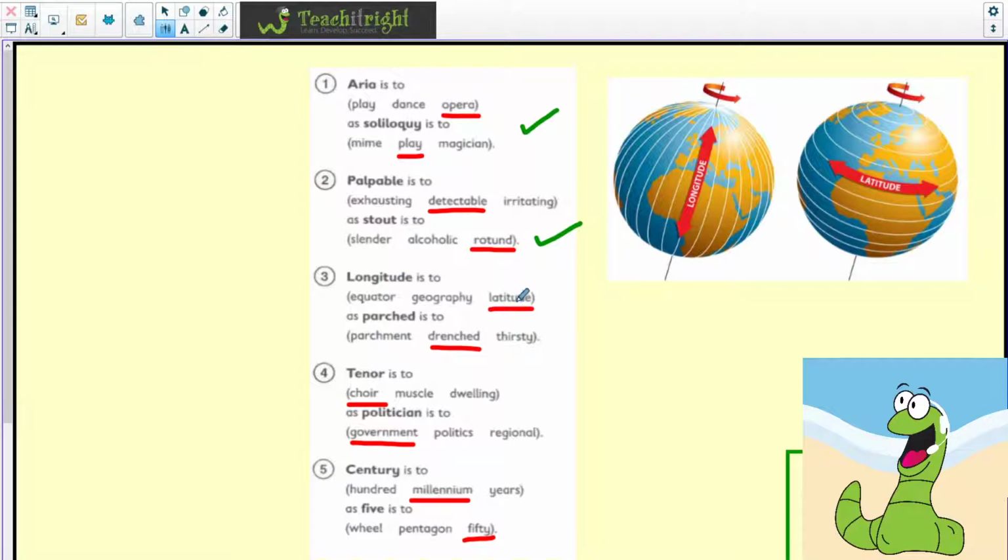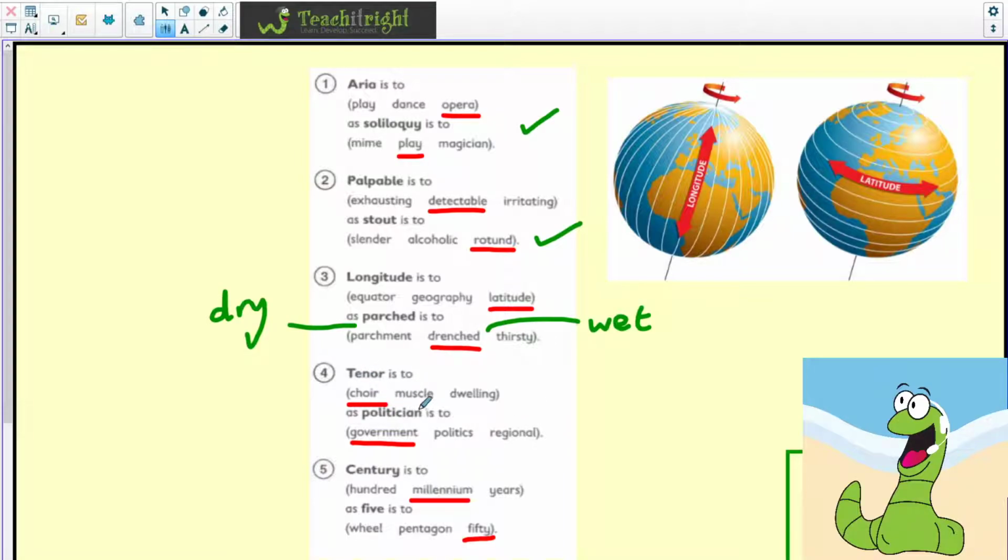Longitude is to latitude. So what we're looking at here is antonyms, and just a diagram here to show you the longitude and the latitude, which are kind of geographical coordinates on the Earth. Parched is to drenched. Now, if you're parched, particularly if you're talking about your mouth being parched, then it's dry. So drenched is the opposite. It's kind of being wet. You often do talk about parched, as in being dry in your mouth, feeling parched. So parched is dry, and drenched is being wet.